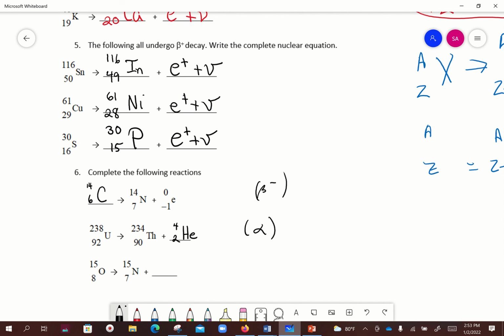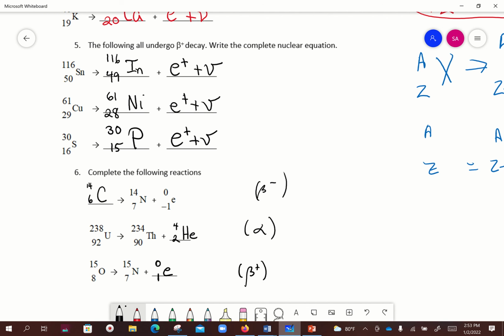All right, bottom one. Now I've got 15 and 15. So I must have 0 left on this side. 8 and 7, so I must have a plus 1 at the bottom. So 15 plus 0 is 15, 7 plus 1 is 8. And what is that? That is my positron, like I was talking about. So this is a beta plus decay.